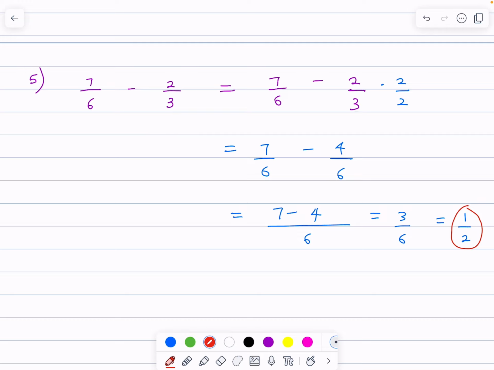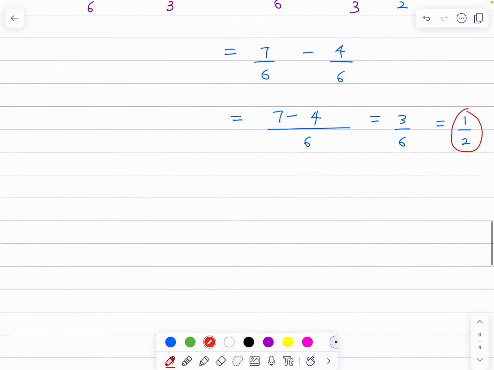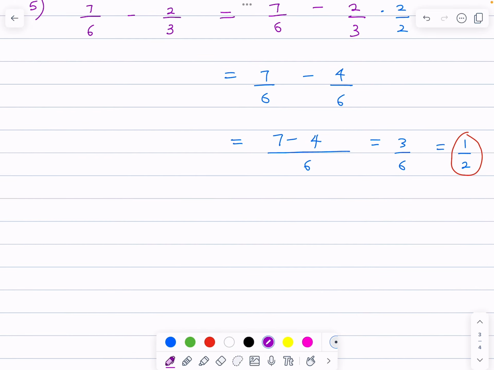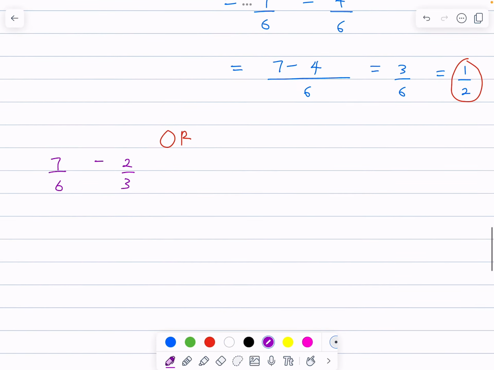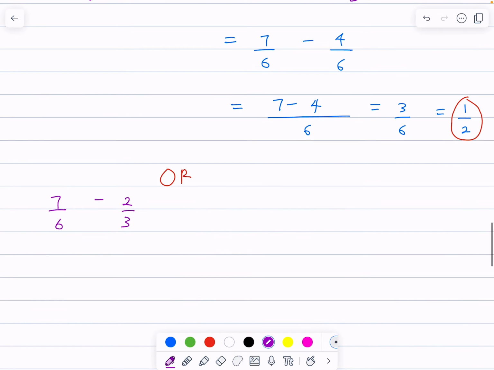Let's do it the previous way, the way we've been doing it. Okay, we are going to do this one the way we've been doing it. So I'm going to write all. So I have 7 over 6 minus 2 over 3, right? So if I want to do this one, just like the previous way, I can multiply the first fraction, which is 7 over 6, by the denominator of the second one, right? So I will multiply the top and bottom.